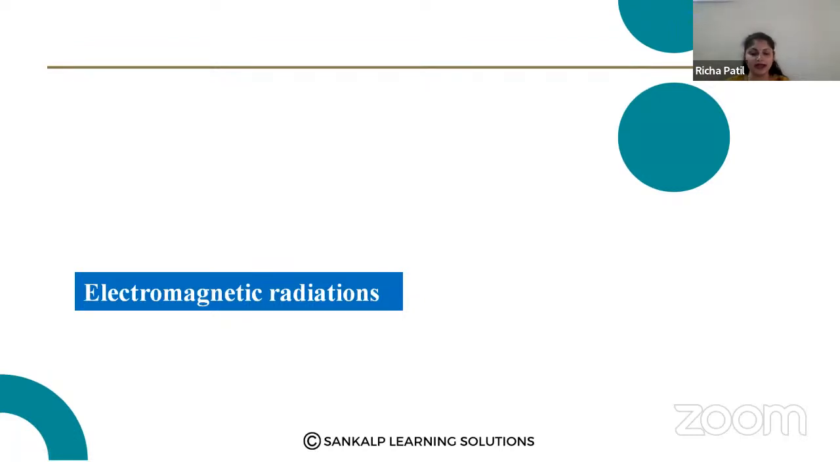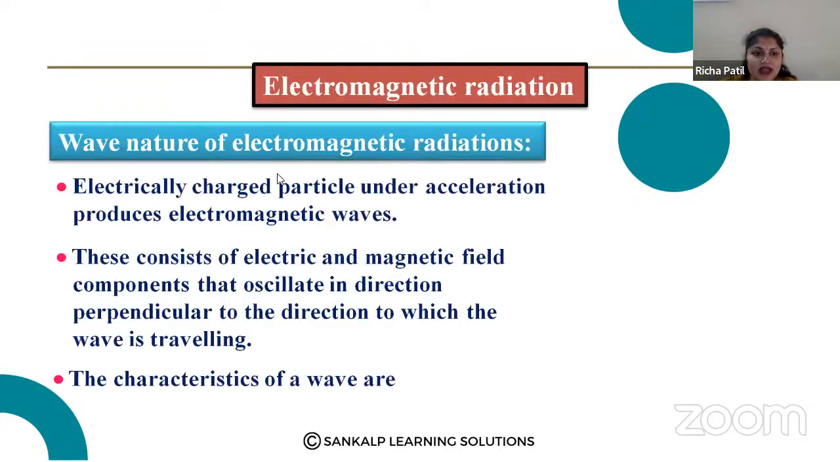What do you mean by electromagnetic radiations? Radiations which have both electric as well as magnetic fields, and they travel as a wave. These are nothing but electromagnetic radiations. Now these electromagnetic radiations have dual character. What do you mean by dual character? It means they have two properties: both wave-like as well as particle-like. One, they act like a wave, and second, they act like a particle.